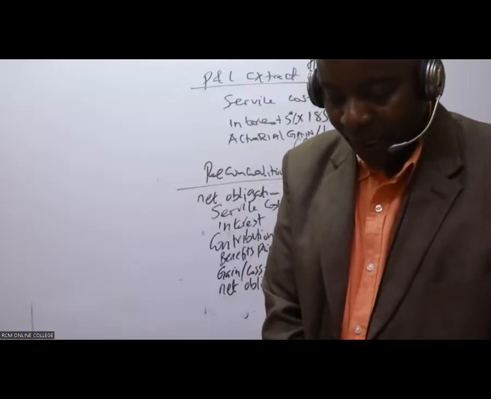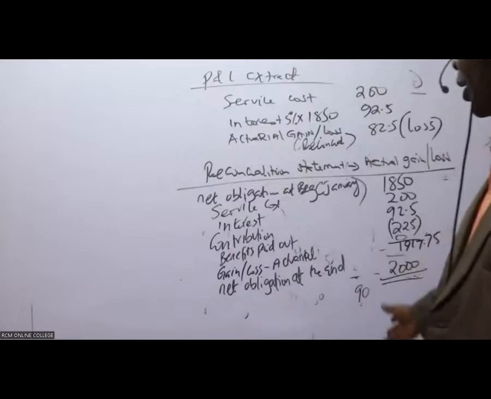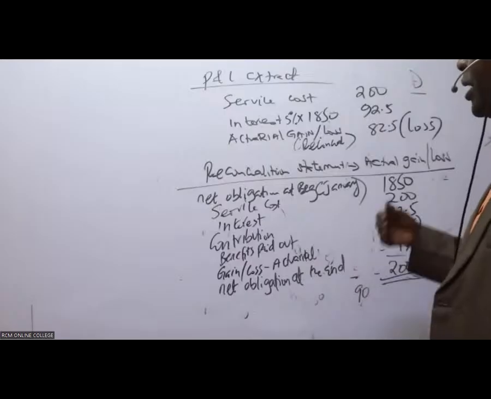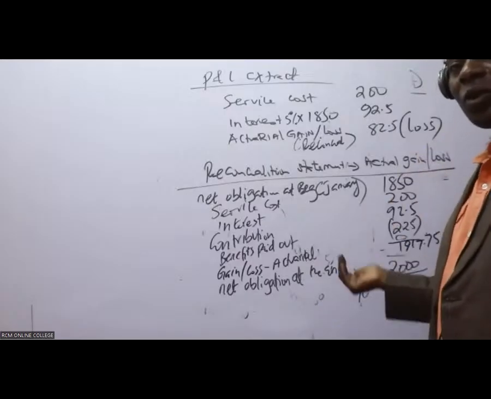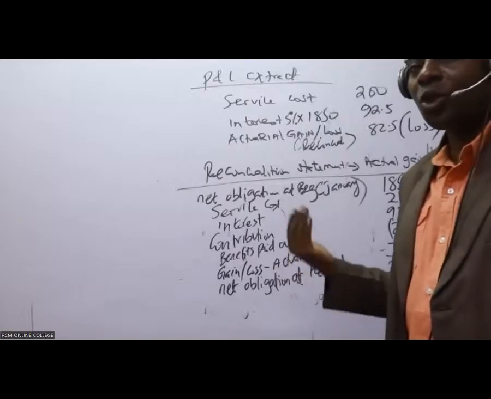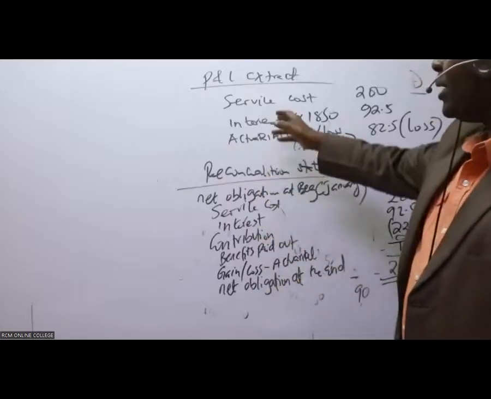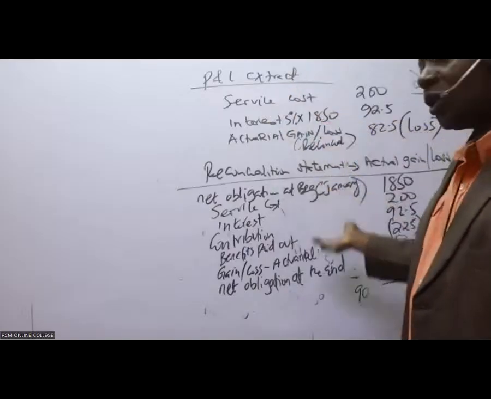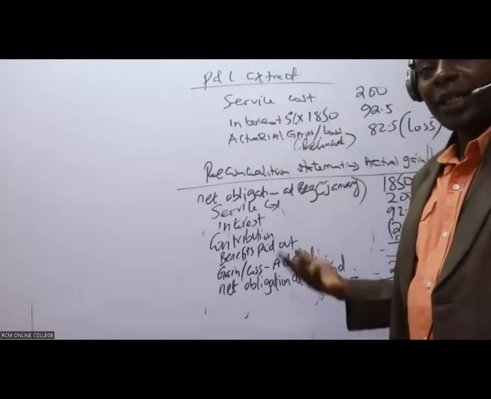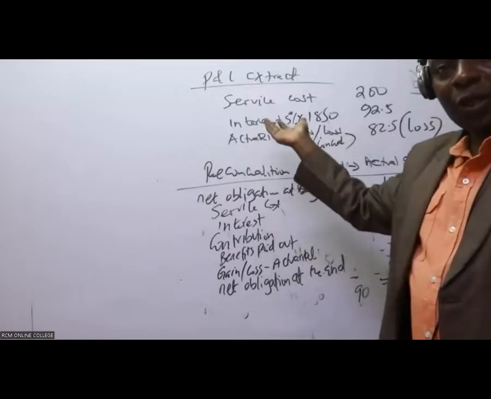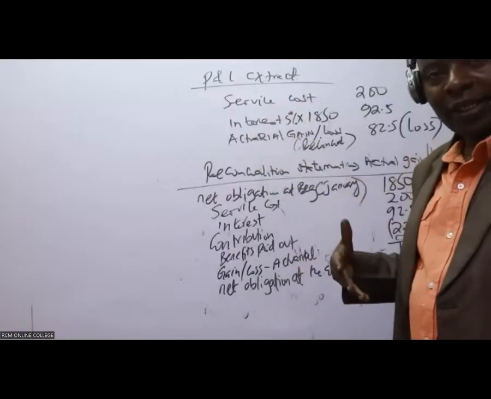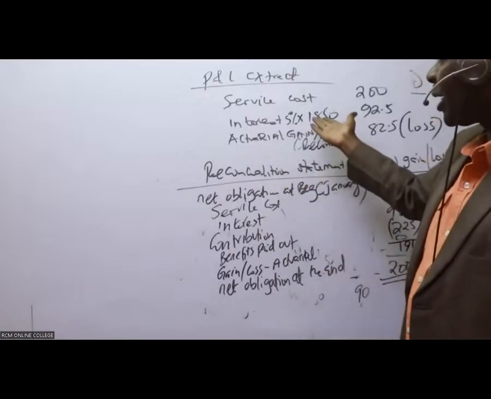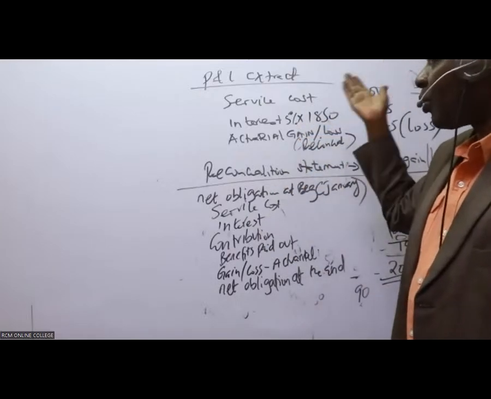So, ladies and gentlemen, the explanation here is about these things. Any service cost is increasing the obligation to the plan, and therefore I will debit the P&L. I'll take this to the P&L as an expense. Interest is an expense. I'll debit this interest expense, or I simply take this to the profit and loss account.